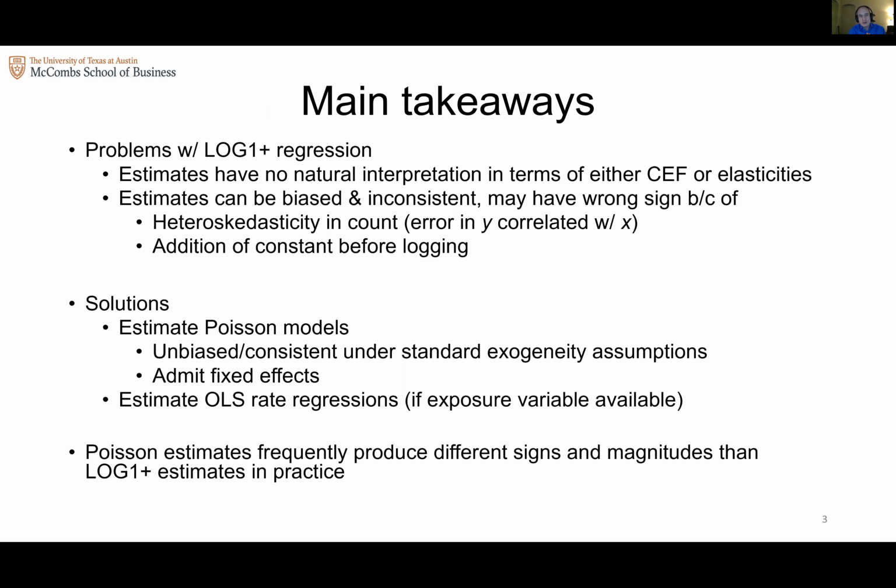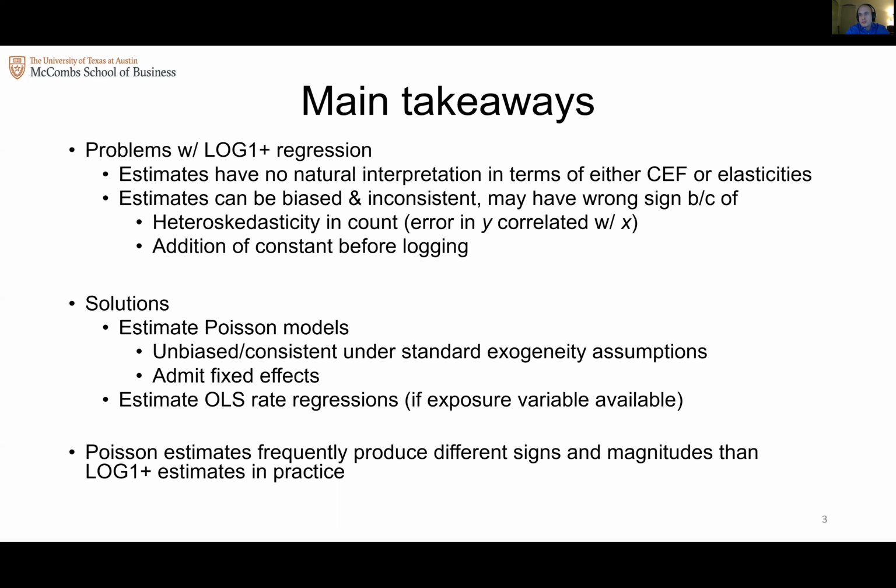So basically, the big takeaways here are that this log of 1 plus regression produces estimates that don't have a natural interpretation, either in terms of a conditional expectation function or in terms of an elasticity, which is usually what we think of when we're thinking about log regressions. The other problem, which I would argue is the bigger problem, is that the estimates that come from a log of 1 plus regression can be biased and inconsistent, and may in fact have the wrong sign, which makes inference really tricky.